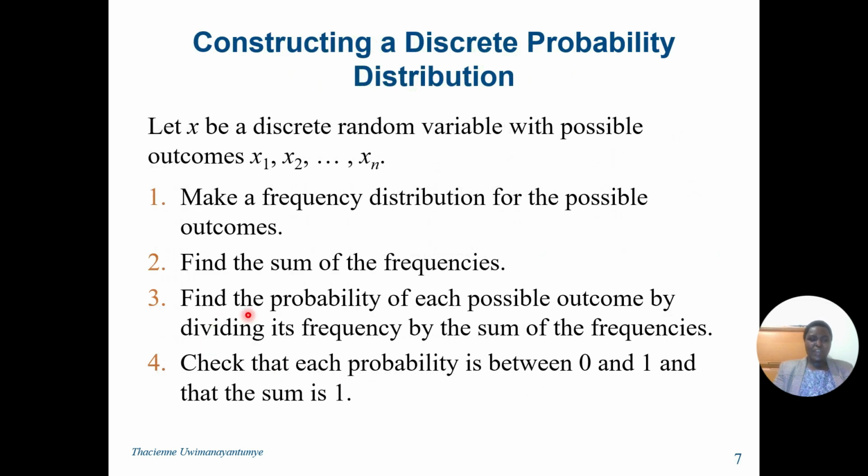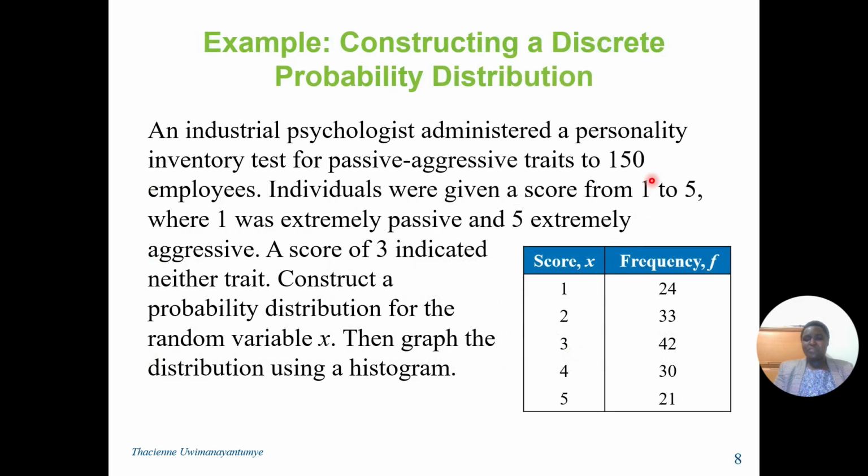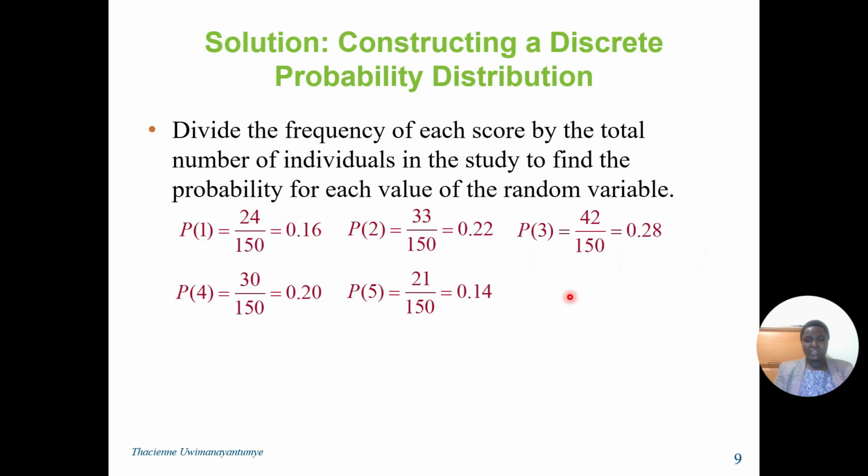We have said to find the probability of each possible outcome by dividing its frequency by the sum of the frequencies. So in our question here, the sum of frequencies is 150, and the frequency for score 1 is equal to 24. So the probability will be equal to 24 divided by 150. And the probability of x equal to 2 will be equal to 33 divided by 150. And so that's what I've listed here.